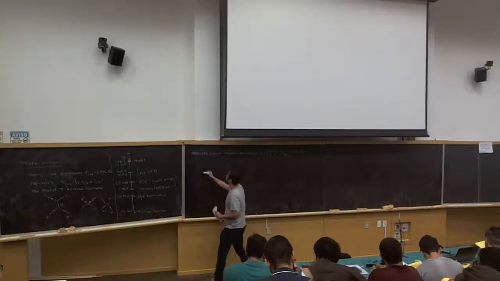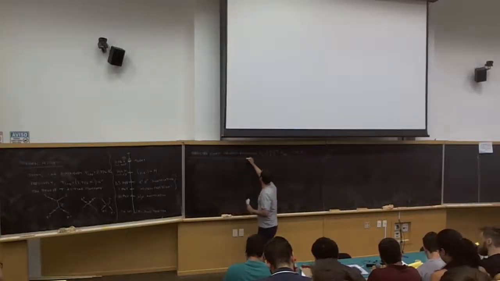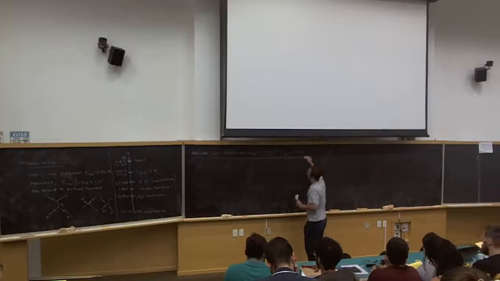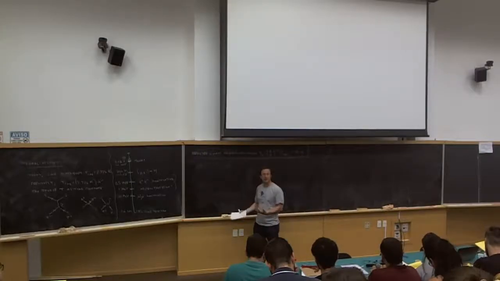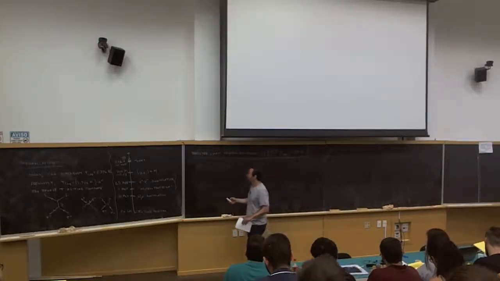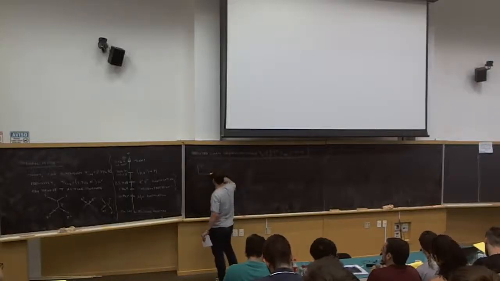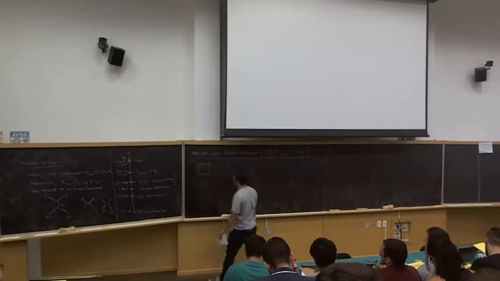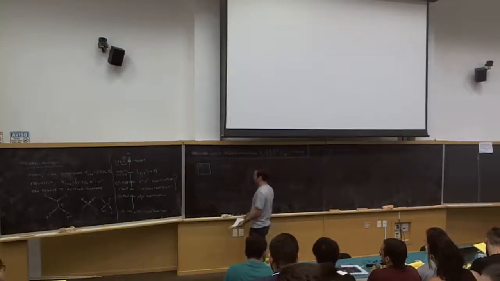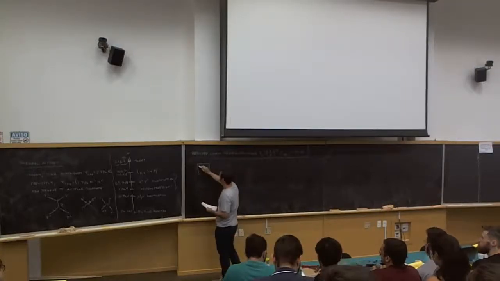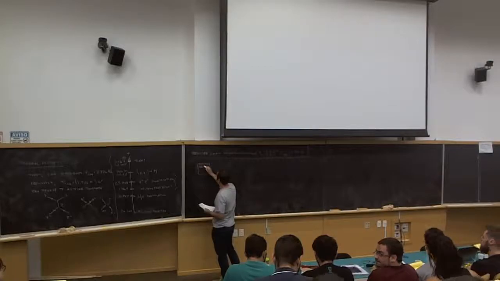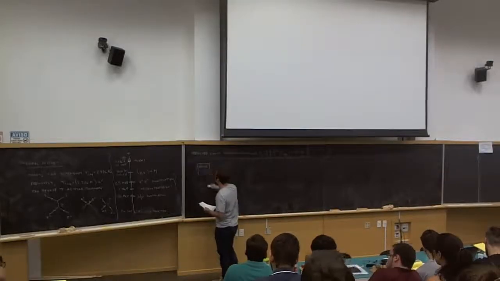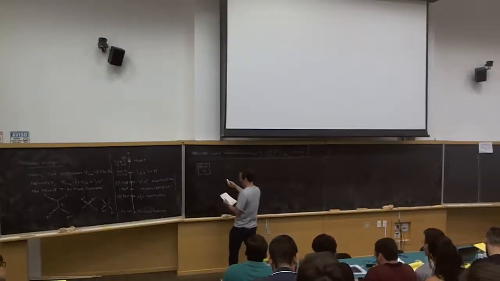I want to start by doing a generalization of, if you've taken statistical mechanics, you've seen the calculation of the black body spectrum, which is the energy density of a gas of photons at some temperature. So I want to generalize this to a plasma consisting of many particles that aren't necessarily photons.